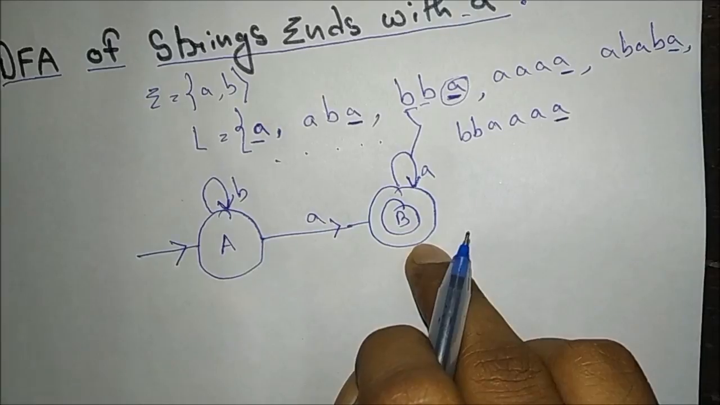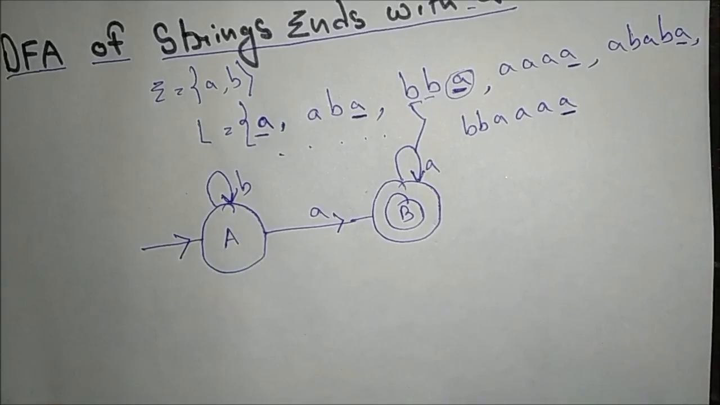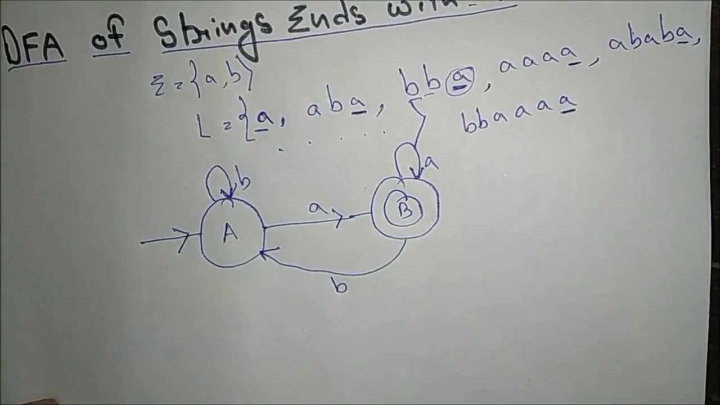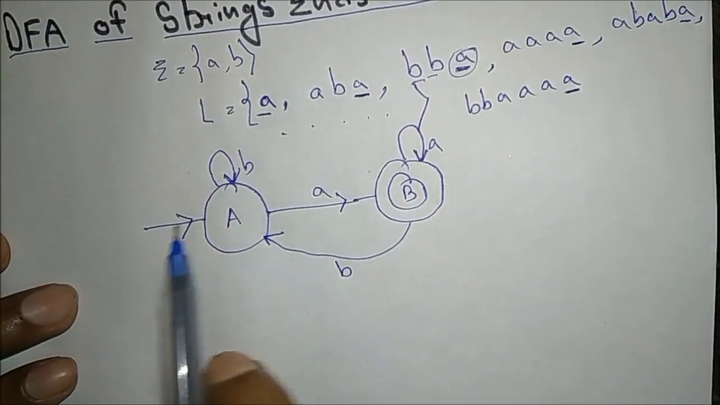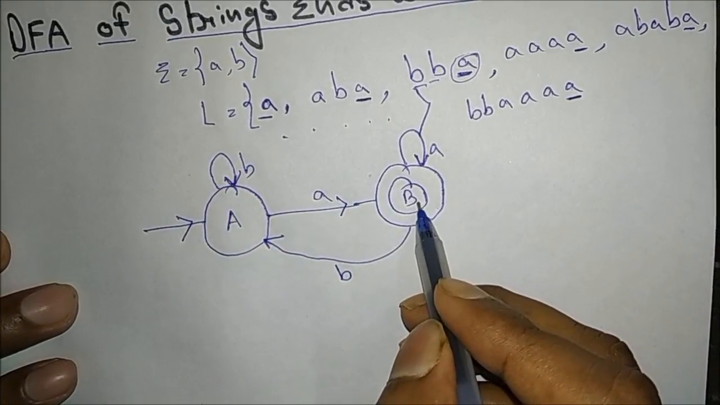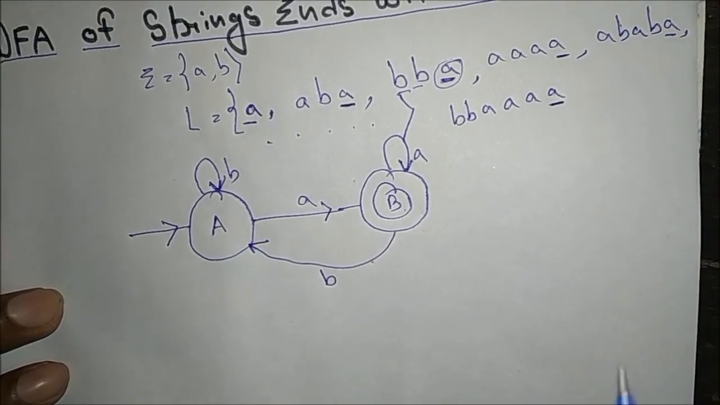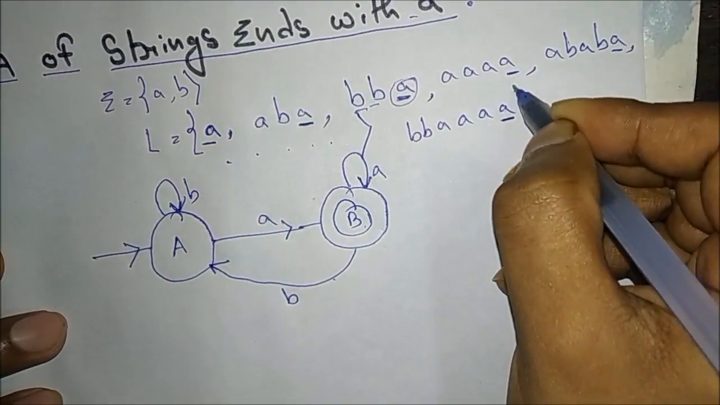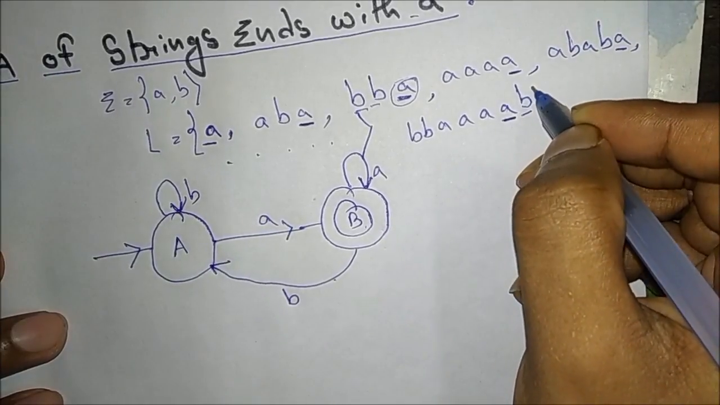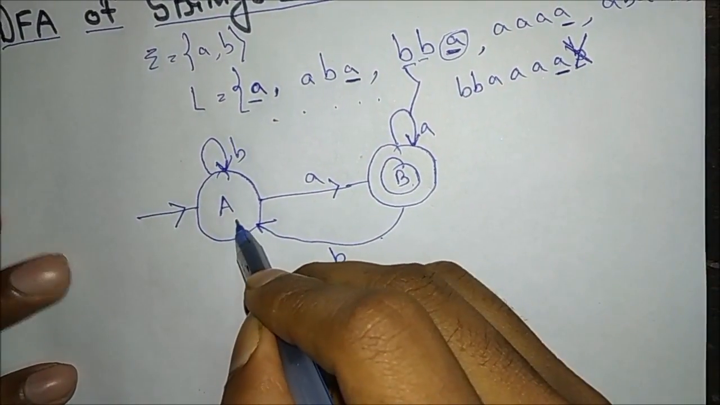But here, see one interesting point. If we see B in the B state, which state will we go to? We'll go to the first state, meaning the A state. If we see any number of B's here, we'll go to the A state, because in the A state, if any number of B's comes, we'll take it. Because if we accept B here, then the string will not be ending with A, so the string is not valid. So after seeing B here, we'll go to the A state.